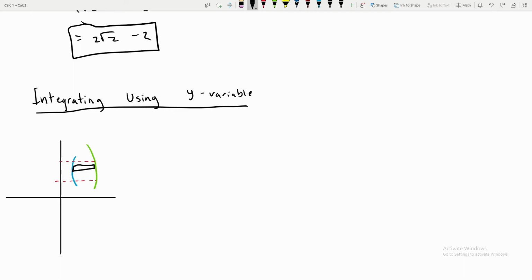We're going to be taking dy over here to get the width of that rectangle, and then the height of that rectangle is basically going to be the difference between the green curve and the blue curve. But in this case, it's going to be the x value of the green curve minus the x value of the blue curve. And I'll show you what the integral for this example will look like.